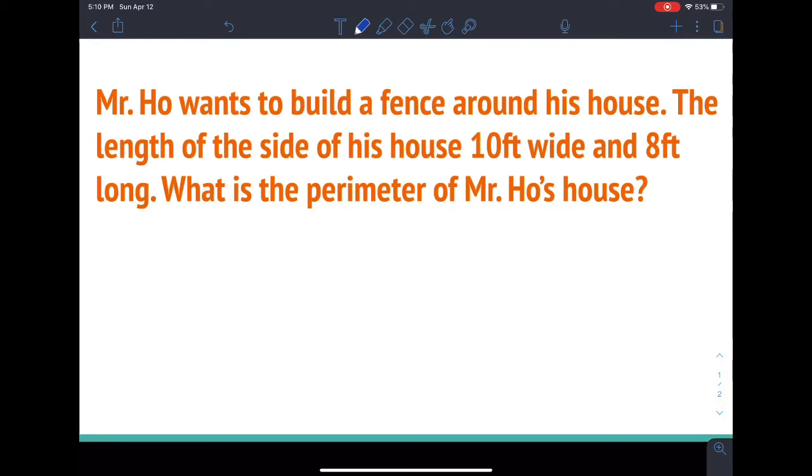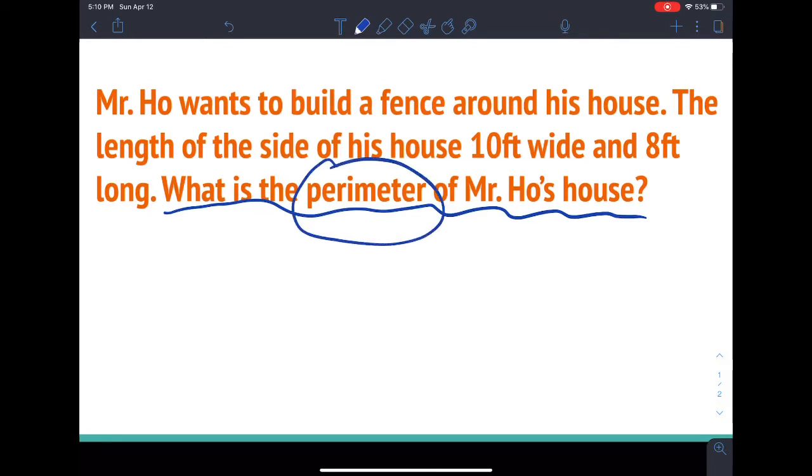single problem is, that's right, underline the question. Remember, we underline the question so we know that it is important, or we know what the question's asking of us. In this case, if we read the question again, what is the perimeter of Mr. Ho's house, we are solving for perimeter. Now, you guys have been doing an awesome job for perimeter, but last week we just did area. So, let's remind ourselves what perimeter is.